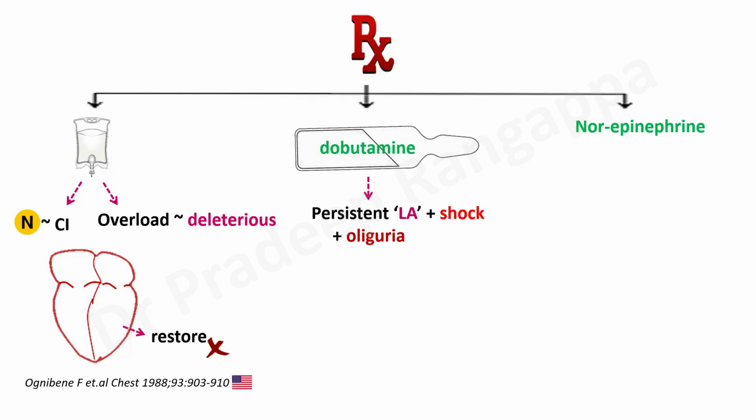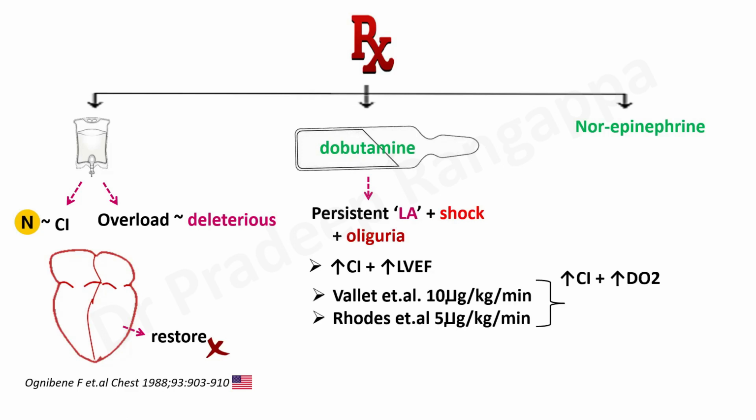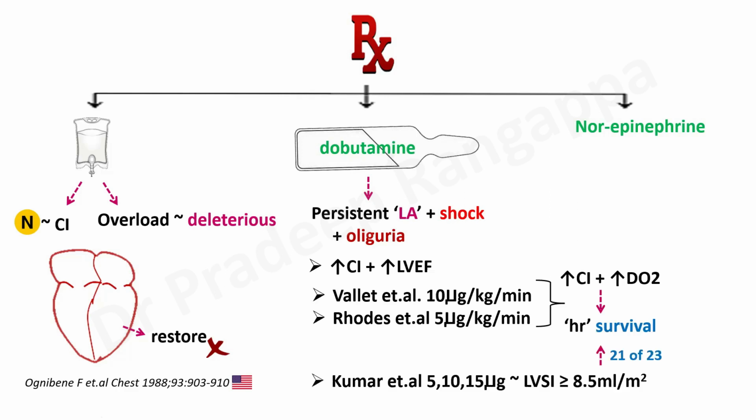Dobutamine could be considered in patients with septic cardiomyopathy where there is persistent lactic acidosis, persistent shock, or oliguria, to improve the cardiac output. Dobutamine is shown to increase the cardiac index and improve the LV ejection fraction. These are the two studies, Vallet et al. and Rhodes et al., who used dobutamine at 5 to 10 micrograms per kg per minute, and they showed it improves cardiac index and oxygen delivery, and these were associated with higher survival.